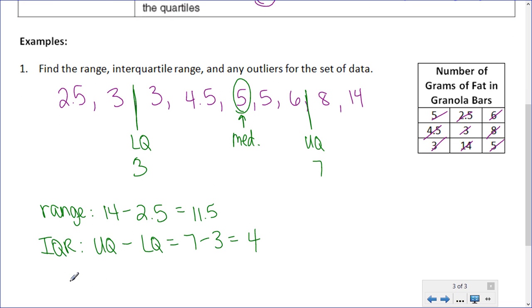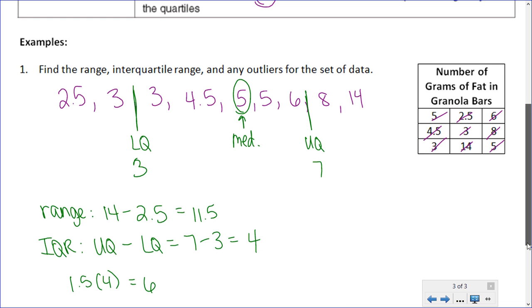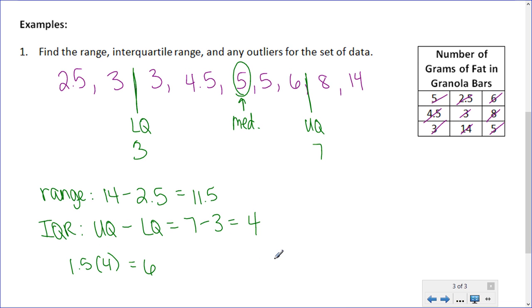All right, so now if I want to figure out if there are any outliers, I look at this interquartile range and I multiply it by 1.5. And 1.5 times 4 is 6. So outliers would be numbers that are more than 6 units higher or lower than the median, which is 5. So on the low end, 5 minus 6 would be negative 1, and we don't have anything lower than negative 1. On the high end, 5 plus 6 is 11, and we do have one that's higher than 11. This right here is an outlier.